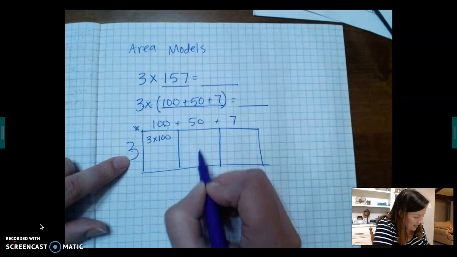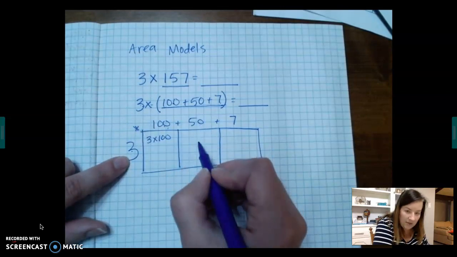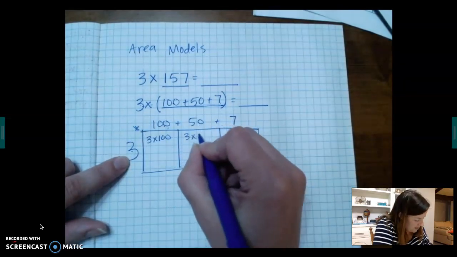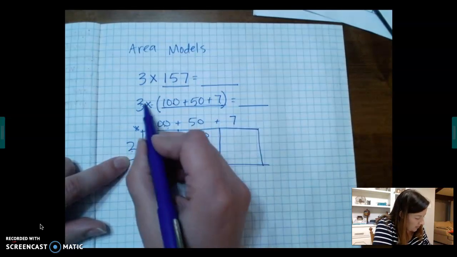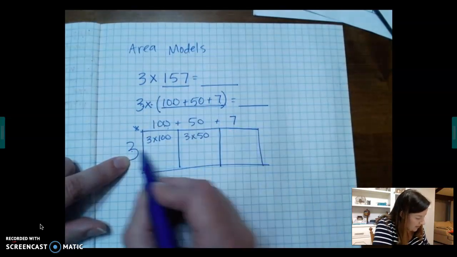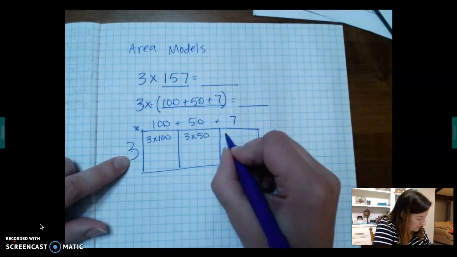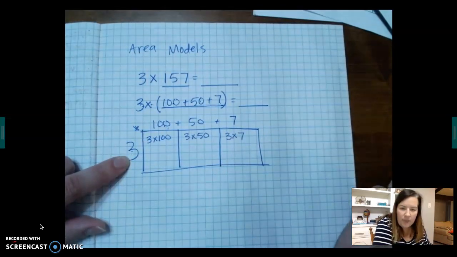Now how about this second box? 3 times 50. 3 times 50 in this box. And then this last box, 3 times 7, will go in this last box.